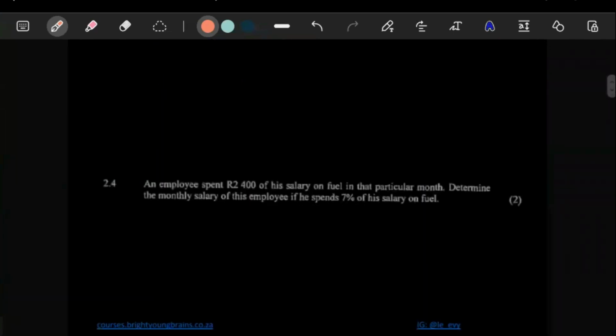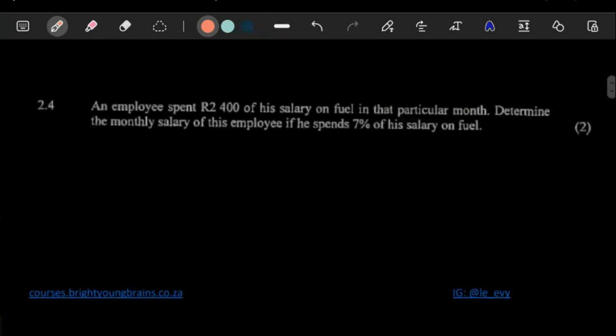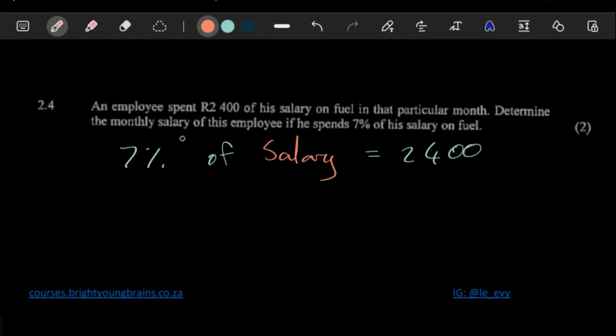Let's see, moving on. 2 marks, it says an employee spent 2,400 of his salary on fuel in that particular month. Determine the monthly salary of this employee if he spends 7% of his salary on fuel. So what we know is 7% of the salary is 2,400. That's what they told us, because they said an employee spent 2,400 of his salary on fuel.